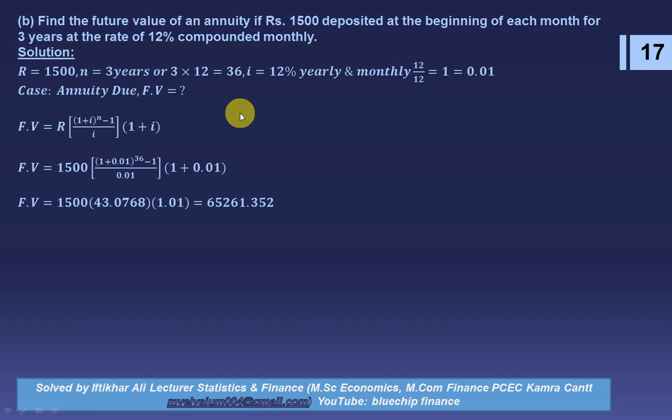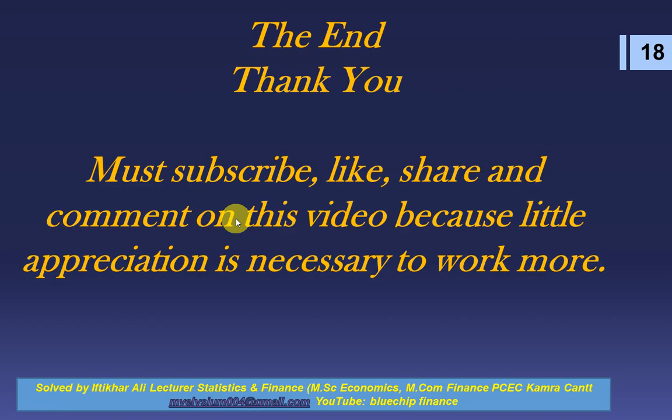So just put the values into the formula: R multiplied by (1 plus i) raised to power n minus 1, divided by i, multiplied by (1 plus i). So future value will be 65261.352. So this was the paper of 2018 of the Federal Board of Intermediate and Secondary Education for ICOM 1.